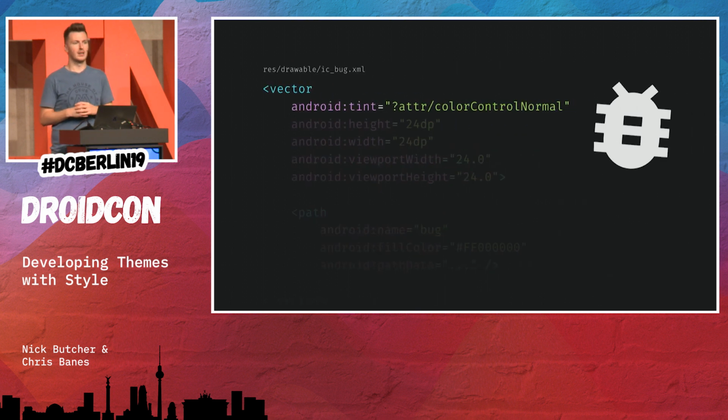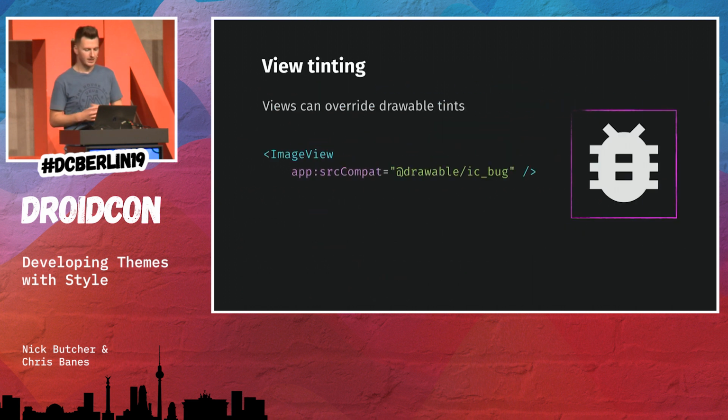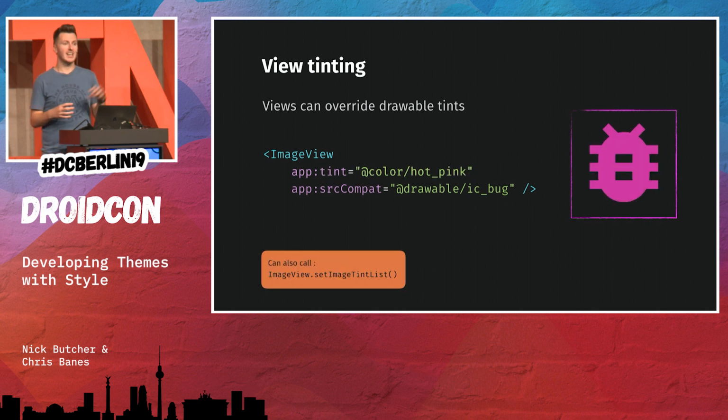So if we go for a quick example here, we have a vector drawable, which is that bug icon. And it sets a default tint of colorControlNormal. So you can imagine it being displayed in a toolbar. If we display that in an image view, we'll get that result. It's a gray icon. But we can actually use the app:tint attribute on the image view itself, and that will override the tint for that specific icon. You can also do it dynamically using the setImageTint methods on both ImageView and ImageViewCompat. And of course, we can reference theme attributes as well.